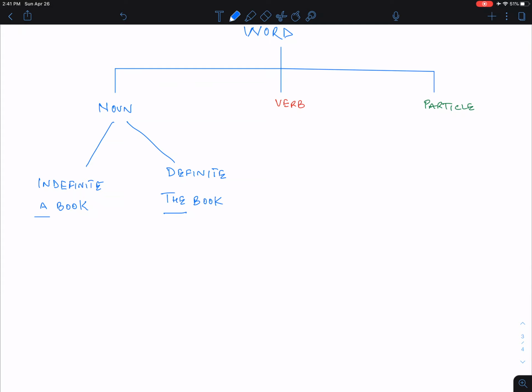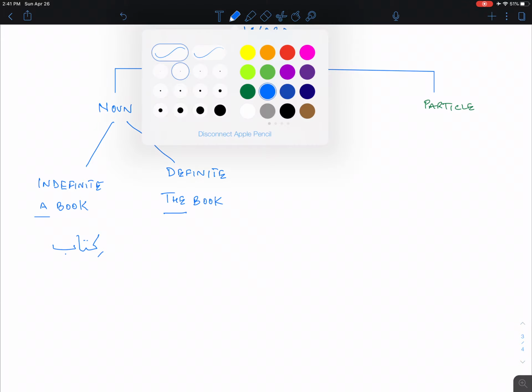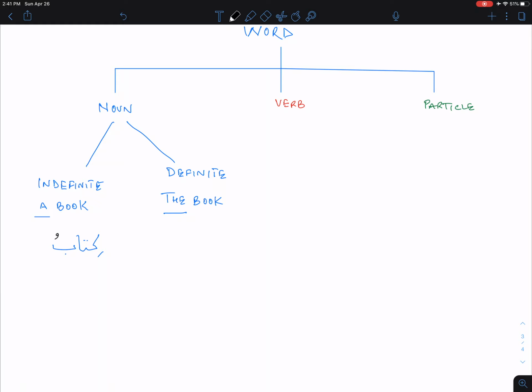Now let's go to Arabic. Taking our example of the book, the book is kitabun. I want to change the color here, and you can see kitabun. This is an indefinite word which means a book.